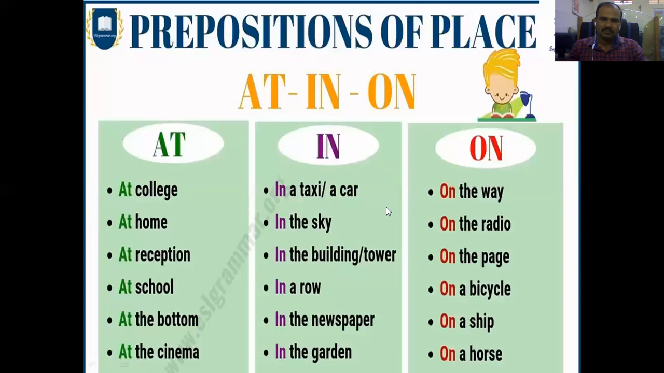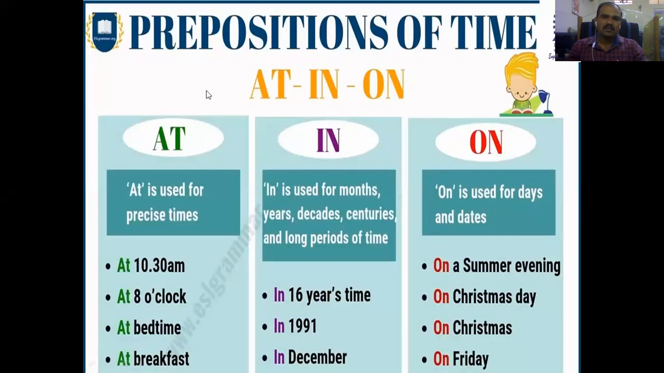Got it? Now next, preposition of time. As I have told you, one example is there, at, in, and on. So what is at? At is used for precise time. Our college starts at 9 a.m. Get it? So here we need to use at.